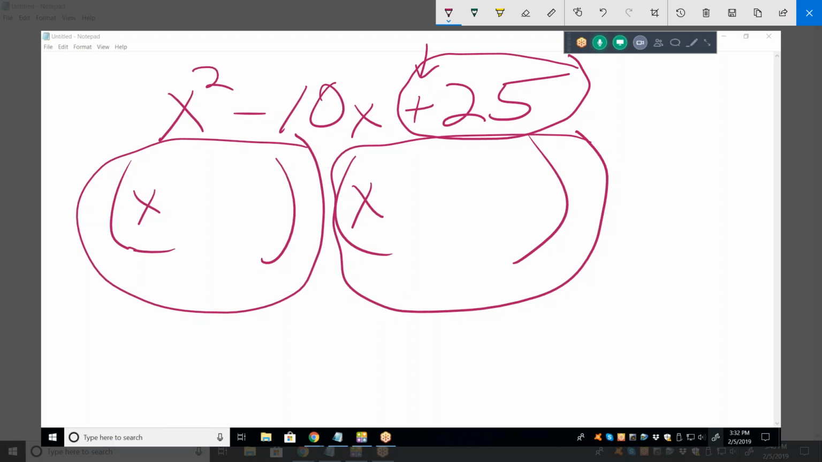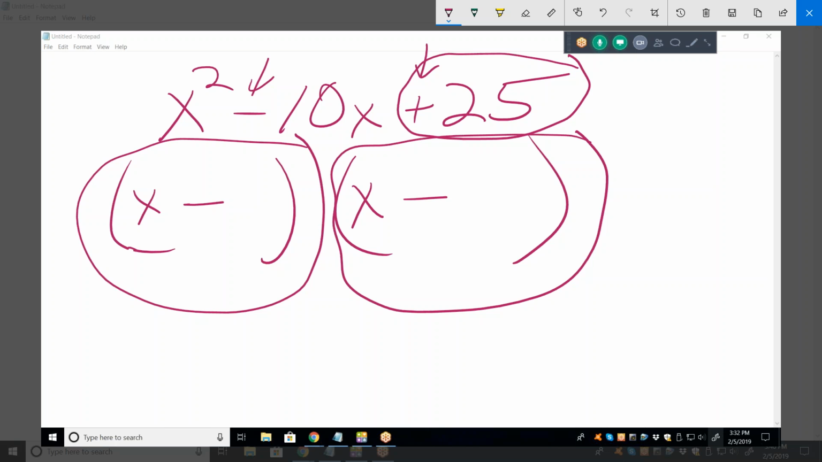Is it plus plus or minus minus? Minus minus. Yeah, you look to the middle term. In other words, because that's a minus, it has to be minus minus. And that is the second step.